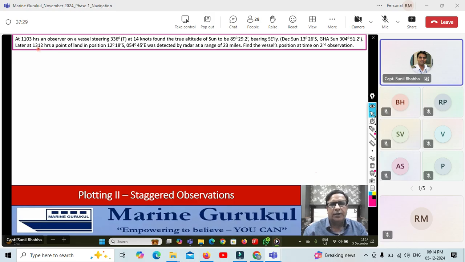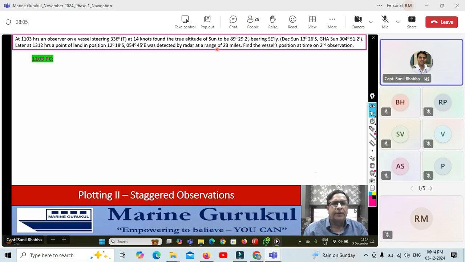At 13:12, we again get another position circle with the point of land as the center and radar range as the radius. Now, since we have two position circles separated by a certain interval, we need to run up the first position circle, and to do so, we'll have to transfer nothing else but only the center of the first circle. We do not have a choice when it comes to transferring position circles. It is the center and only the center that needs to be transferred.